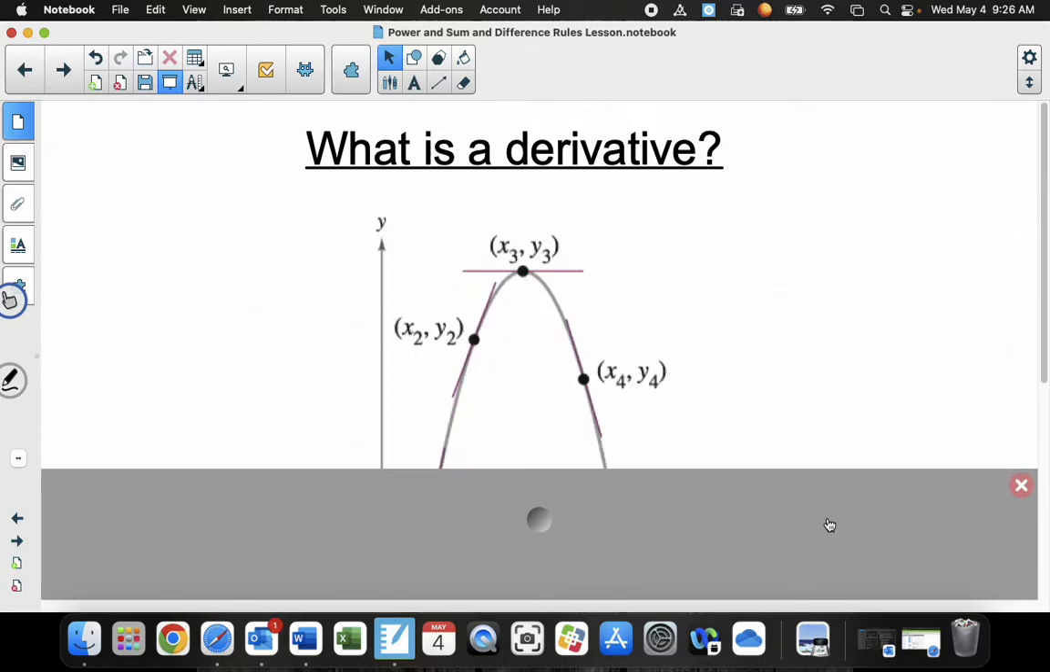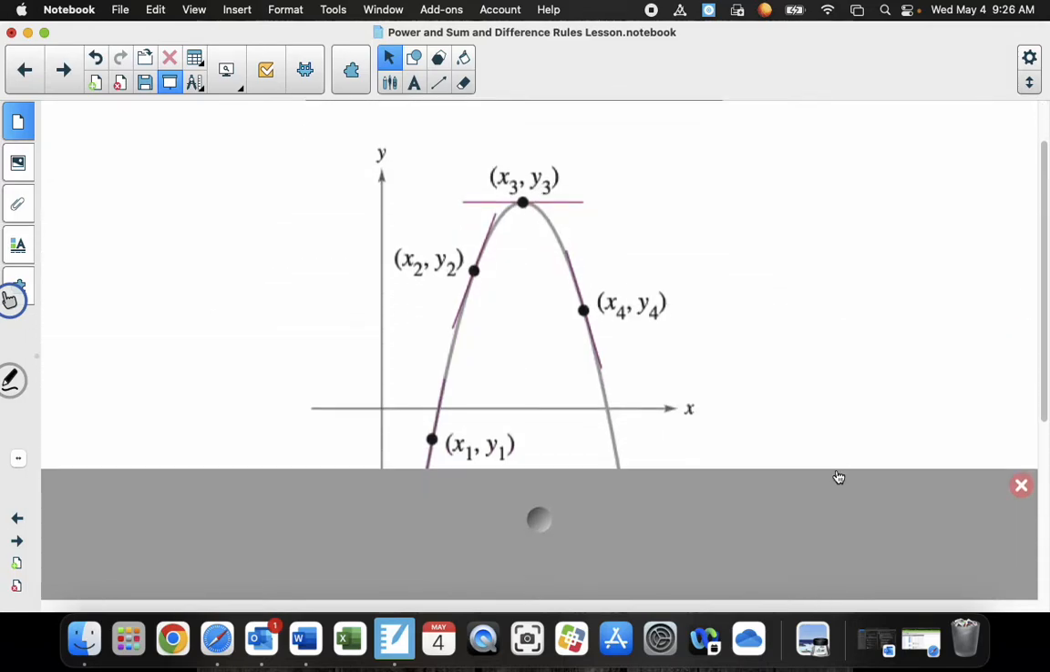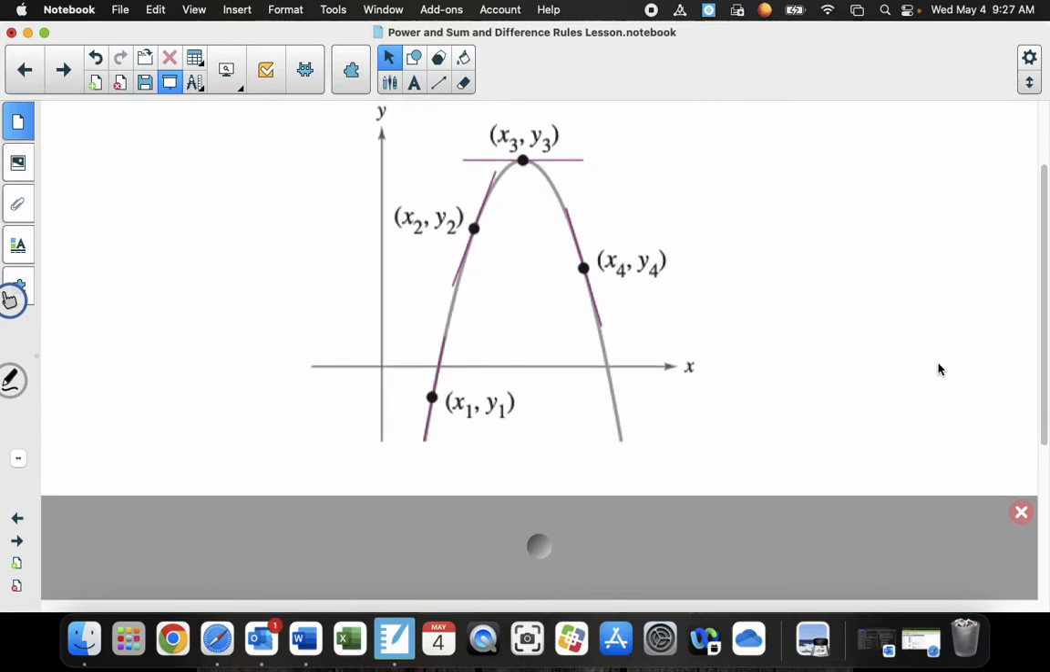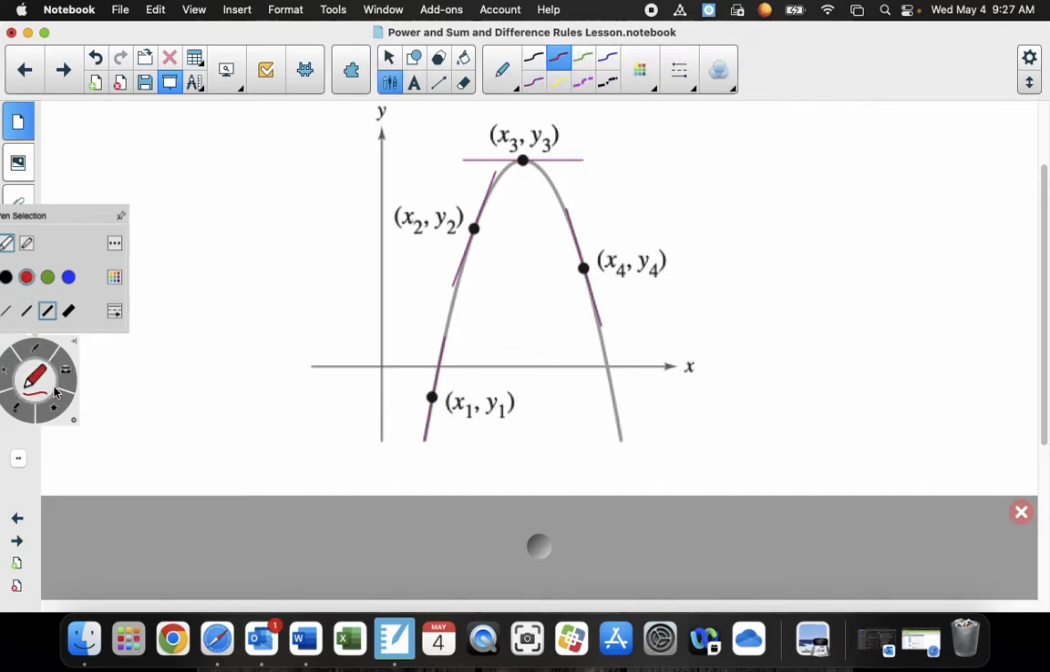I wanted you to be able to visualize this. There's what this is actually looking like. Here's some random parabola, and at this point right here, you might be able to see there's a tangent line. Tangent meaning it just barely touches. Not tangent like sine, cosine, tangent. When two things are tangent to each other, they just barely touch.